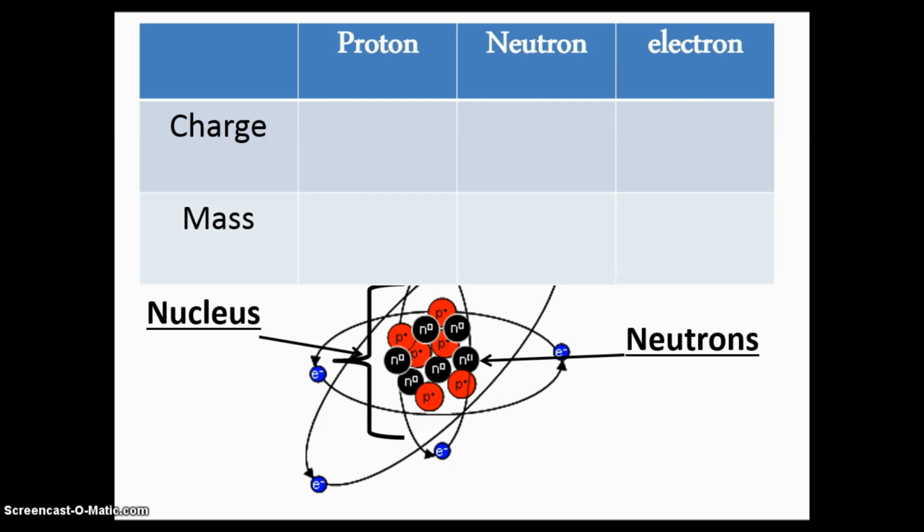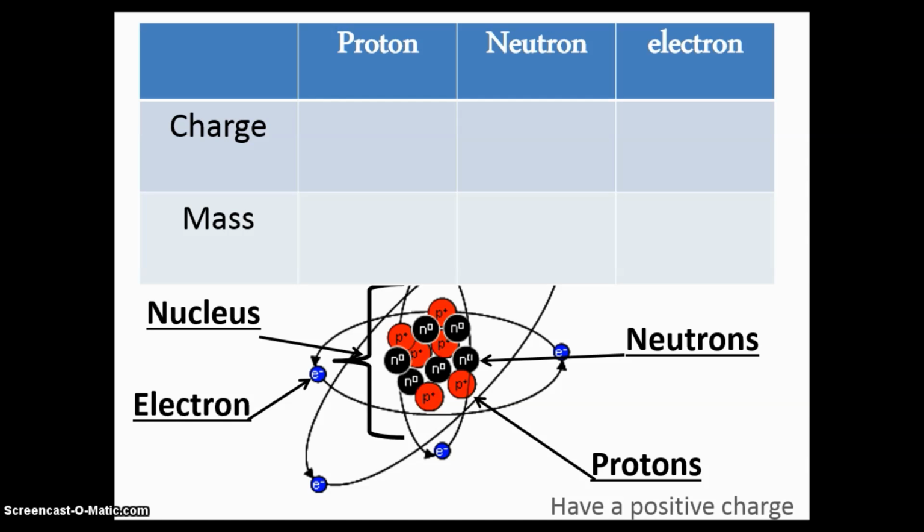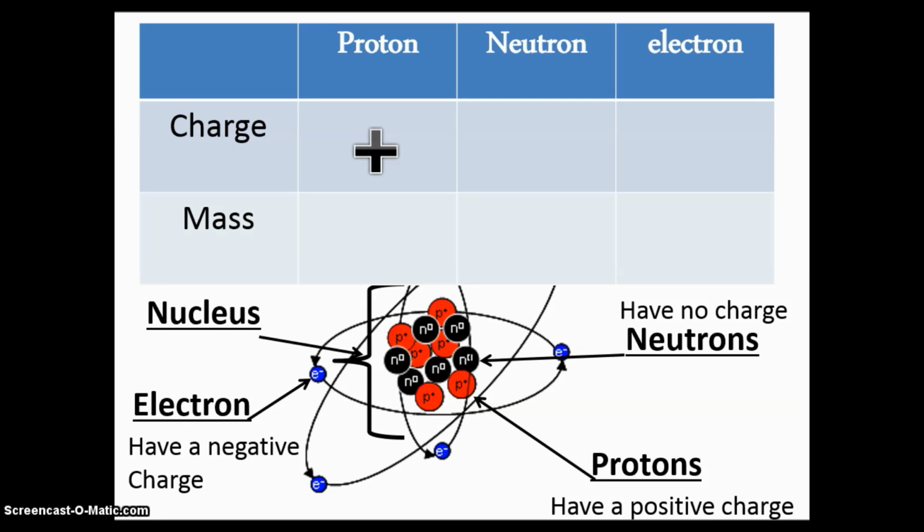So again, you can see in the diagram the nucleus, which is bracketed off, that has the neutrons and the protons. On the outside of the nucleus in the electron rings or energy levels, sometimes referred to as shells or orbitals, you see the electrons going around with a negative charge. The symbol in the chart shows the positive sign for the proton, none for the neutron as it has no charge, and a negative sign for the electron.